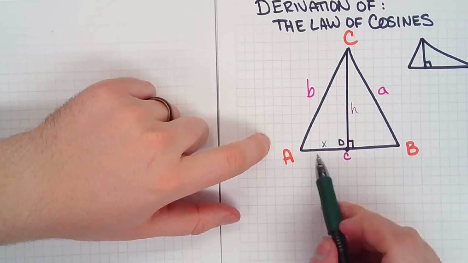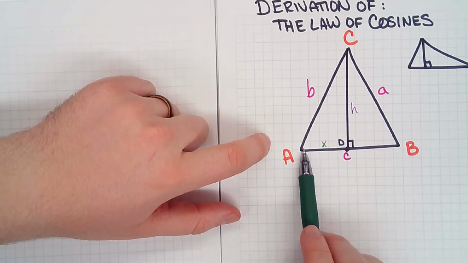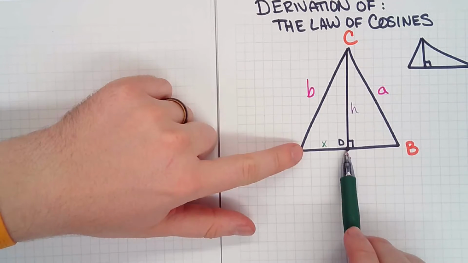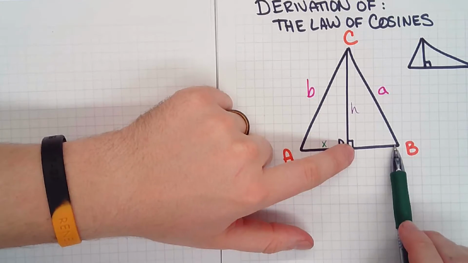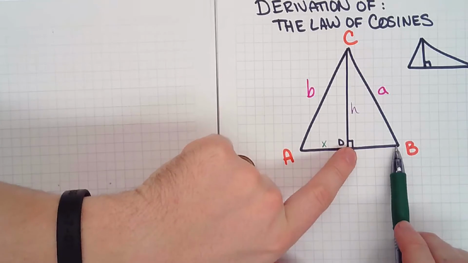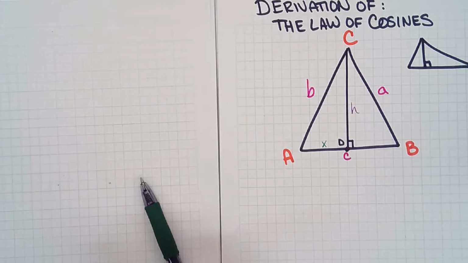Well, if that's length X, and the whole thing we already labeled is side C, that's the length of C. If we take C, the whole thing, and we subtract this part, X, what's left over is this. So the whole thing minus this part gets us this part. So I'm going to write that. The whole thing, of course, is C.